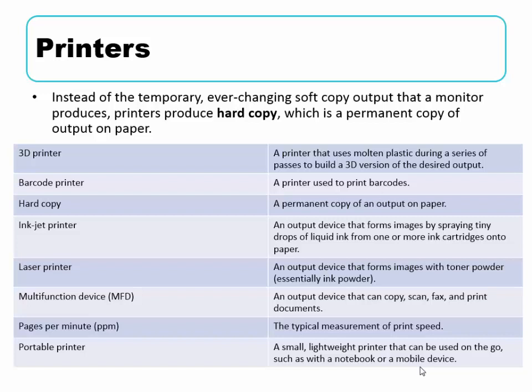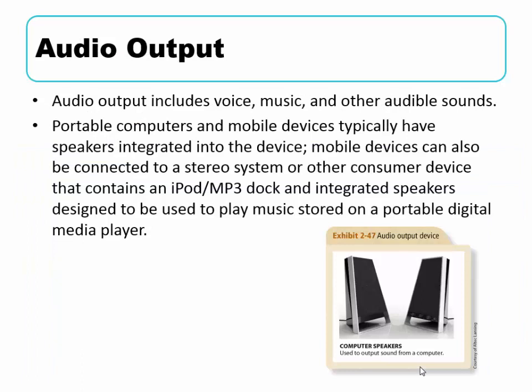Instead of the temporary, ever-changing soft copies that a monitor produces, printers produce a hard copy, which is a permanent copy on paper. And then it gives you some things there: the 3D printer, the barcode printer, inkjet printers, laser printers. We're not going to go into the functionality of all those different kinds of printers, but just know a printer is an output device. And then you have your audio devices.